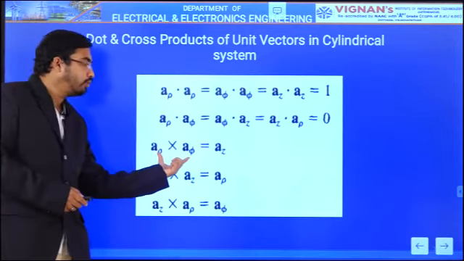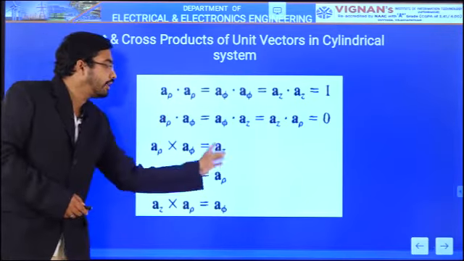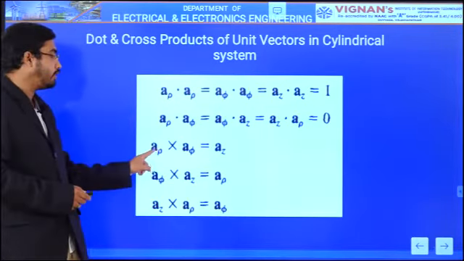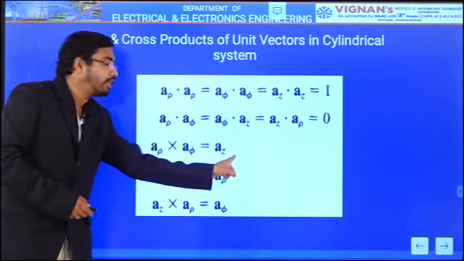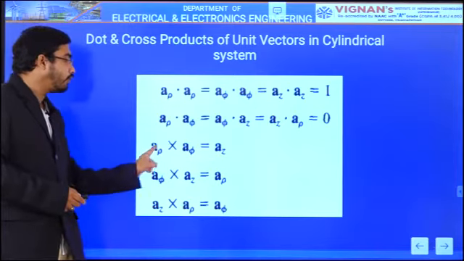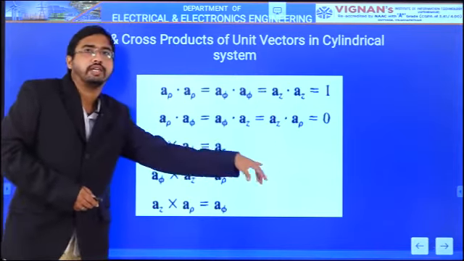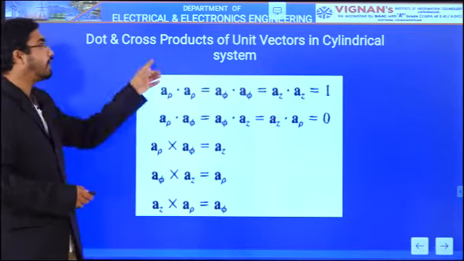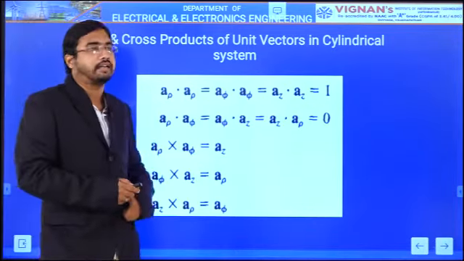If you are using two coordinates here, the result is the next upcoming coordinate. Suppose if you are using x y, the third one will be z. Suppose if you are using rho phi, the third one will be the third coordinate z. This is the dot and cross product of unit vectors in cylindrical system.